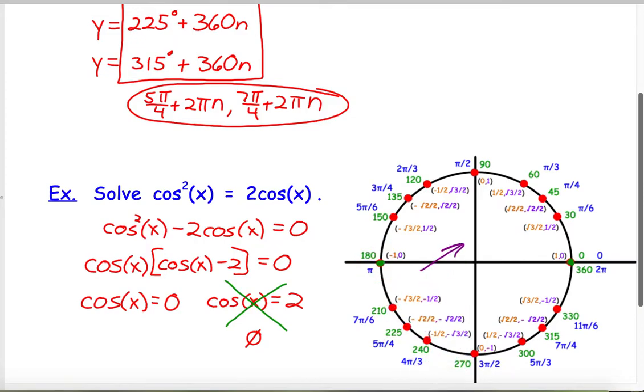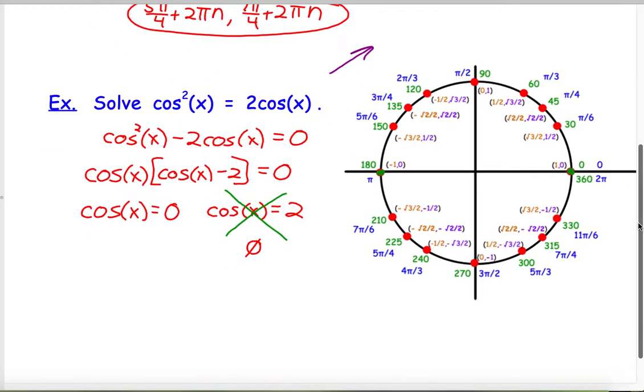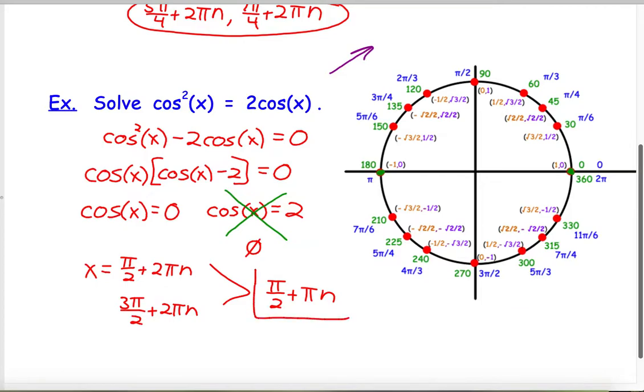But now you might notice that these two answers are exactly half a circle away. So I can condense my answer down and just say pi over 2 plus any multiple of pi. So plus 1 pi, plus 2 pi, plus 3 pi, etc. So let me write out the longer answer and then the simplified version of it. So here we would say x is equal to pi over 2 plus any multiple of 2 pi, or 3 pi over 2 plus any multiple of 2 pi. But we can condense that down and just make it pi over 2 plus pi n. And so that would be our best simplified answer for that one. Once again, you can graph this and check that out on the calculator as well.